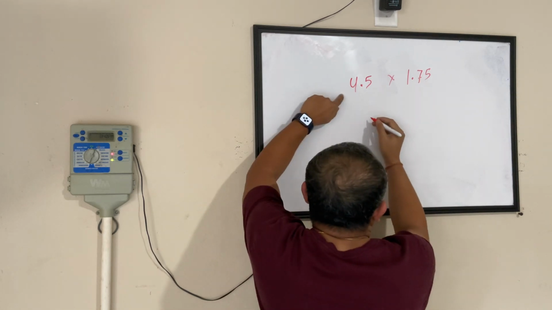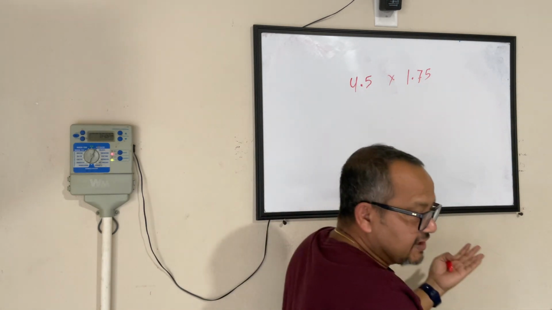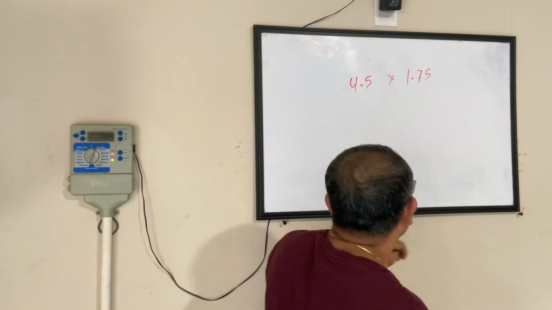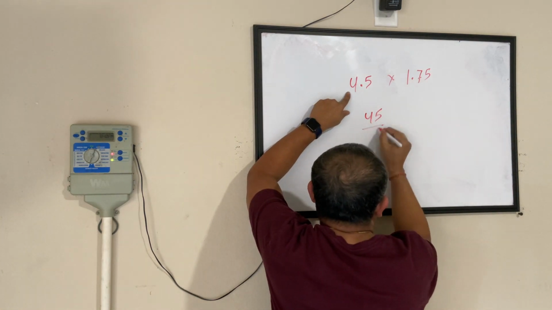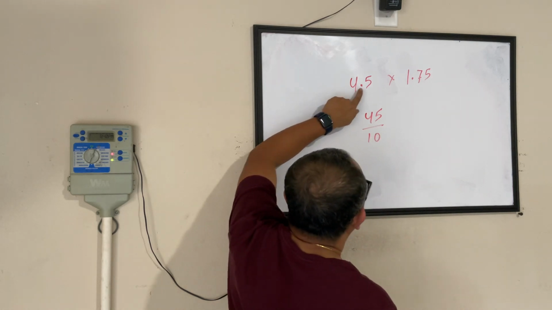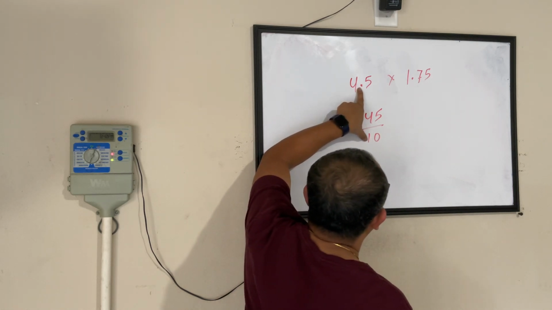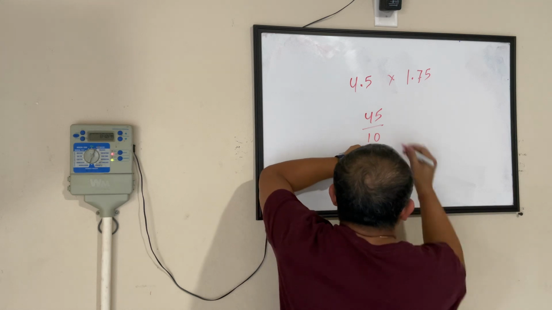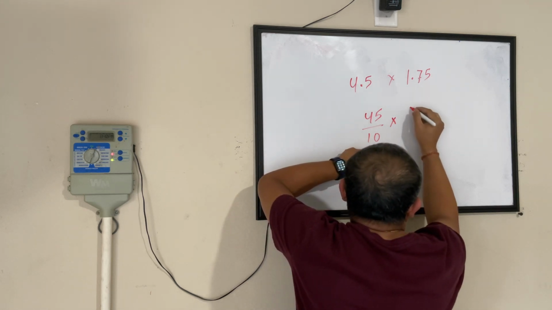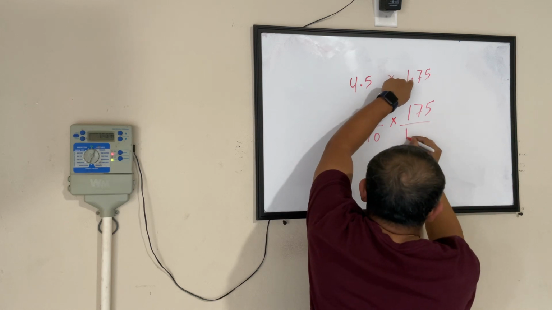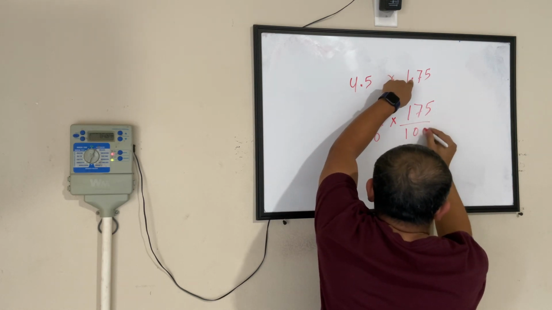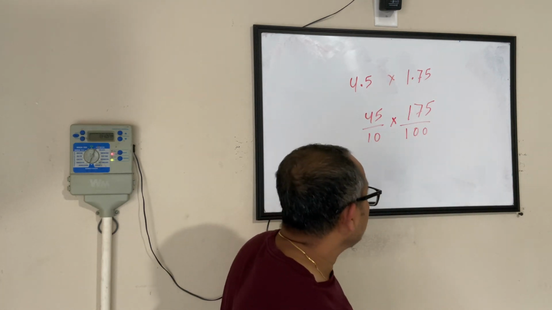Now, 4.5. Fraction is my best friend, and I always say I'll convert everything to fraction. So this 4.5 becomes 45 by 10. Because for this decimal, I'll put a 1, and then I have 1 digit, so 10. 1.75, I will write the number completely, and then 1 for the decimal, and then 2 digits, so 2 zeros. This is what I have.